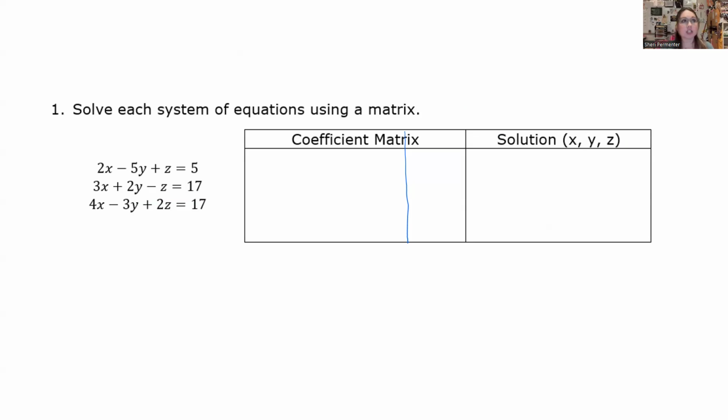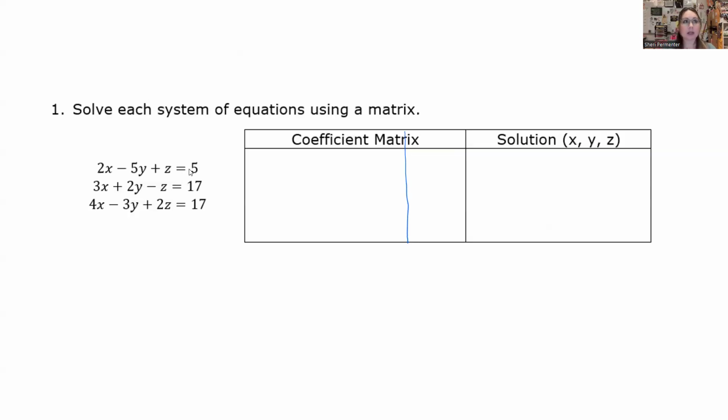From here, you're going to check your matrix and make sure that it's in standard form. All my X's are lined up, all my Y's are lined up, all my Z's are lined up, and then I have constants at the end. Okay, everything's ready to go. I don't have to do any moving. If one of the Z's was in the wrong spot, I would have to move it to the right spot. So I'm ready to write my coefficient matrix.